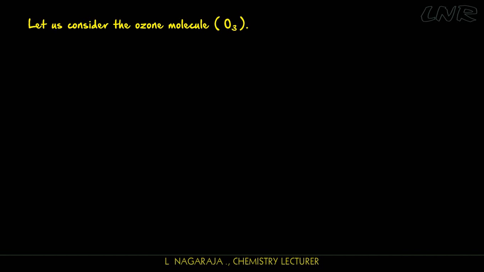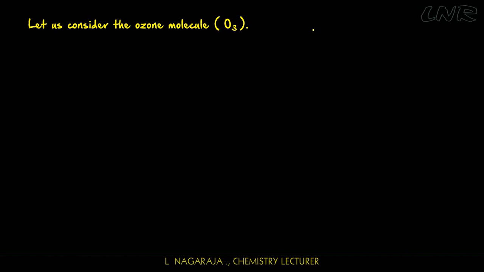That is, the formula for ozone is O3. Let us calculate the formal charge of all the atoms present in the ozone molecule. Here the ozone molecule does not carry any charge, so it is a neutral molecule. However, the charge of the particular atoms present in the molecule is to be expressed as formal charge. So in order to calculate the formal charge, first we have to write the Lewis dot structure of the molecule.